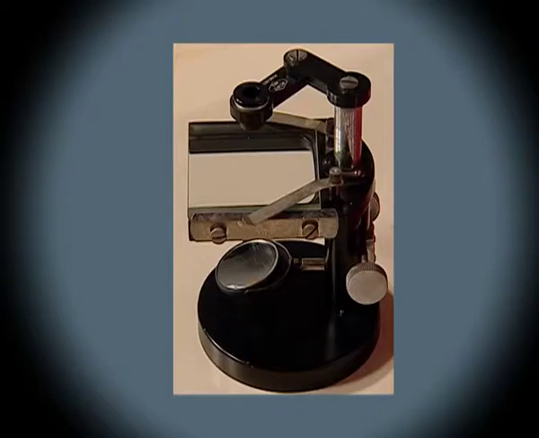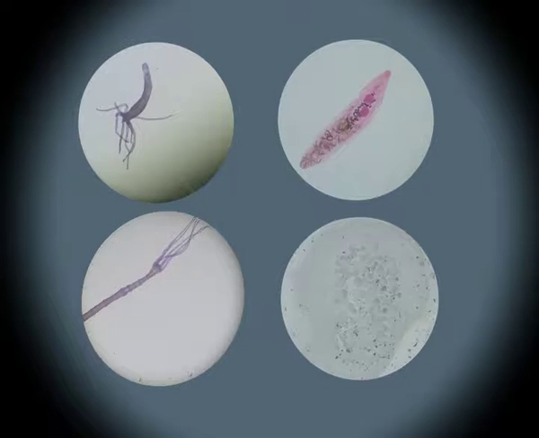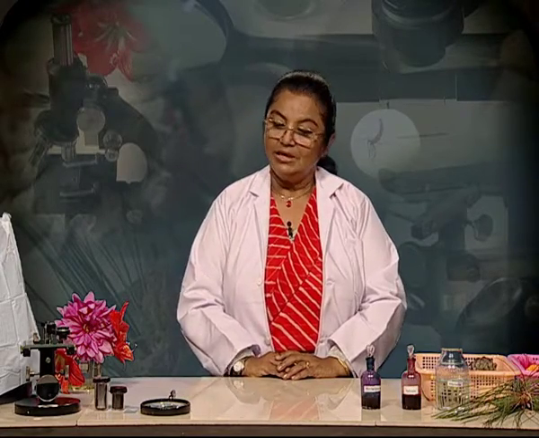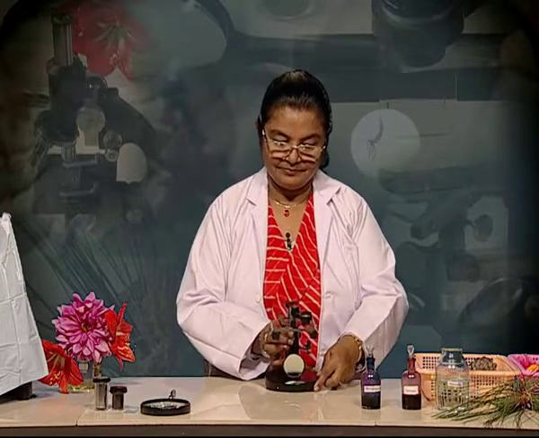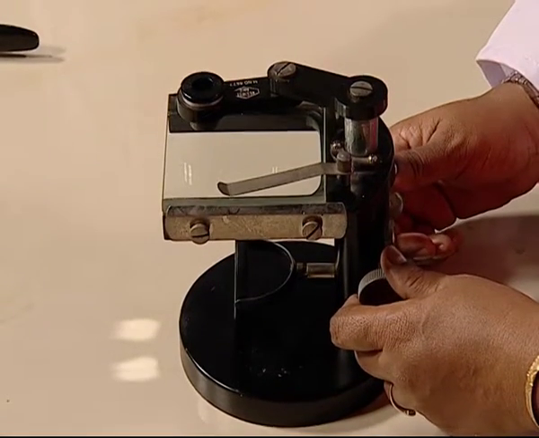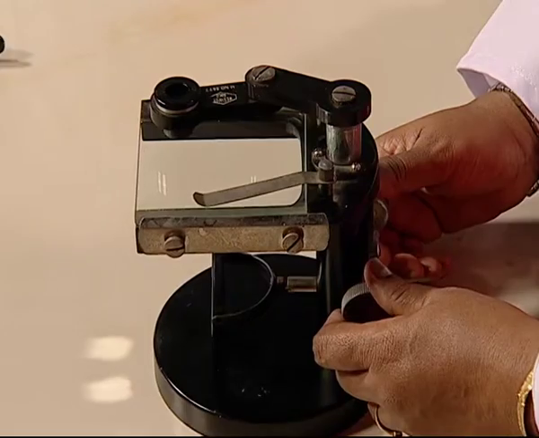Let us move on to another type of microscope called the dissecting microscope or the dissection microscope. A dissecting microscope is used to observe whole mounds of small organisms, parts of plants or animals, and also for dissecting small organisms, hence the name. This is a dissecting microscope. Let us see the different parts of a dissecting microscope.